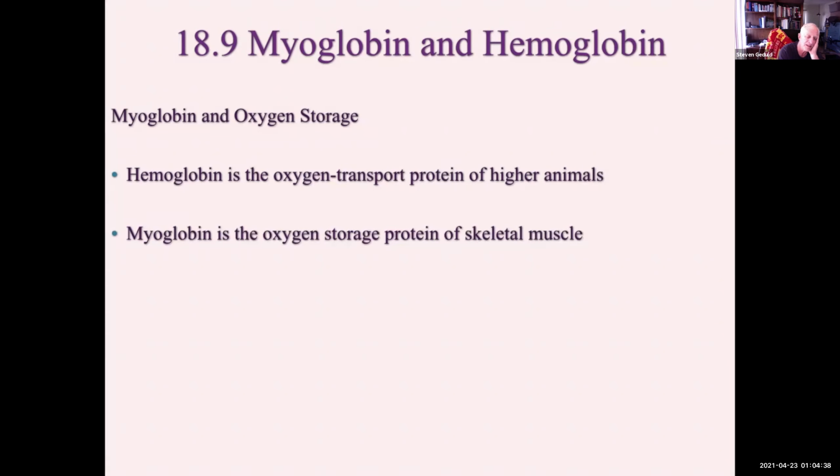So hemoglobin basically occurs in the blood. Myoglobin occurs in your skeletal muscles. That's the difference. They both transport oxygen, they both bind oxygen and get oxygen to where it's needed.